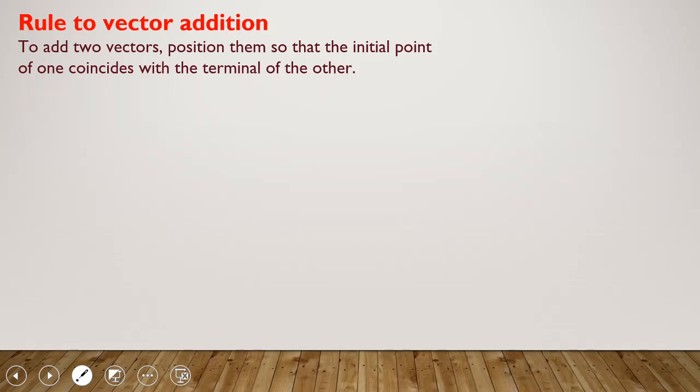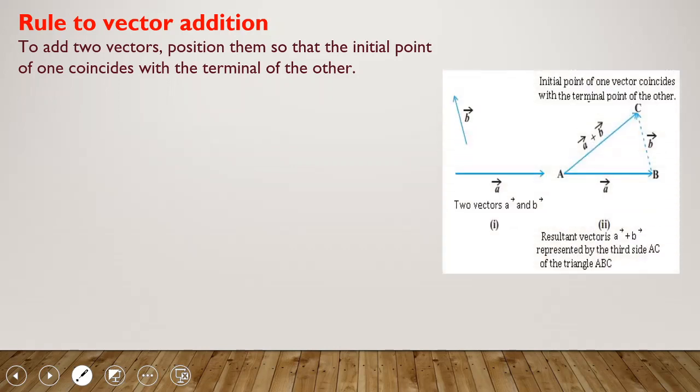Simple. To add any two vectors, let me draw a diagram, then we get the idea. Let me take vector A and vector B as two vectors. Both vector A and vector B have two points, one is the initial point and another is the terminal point. Will you agree with me? So this is the initial point of vector A and the terminal point of vector A, and vector B also has an initial point and a terminal point.